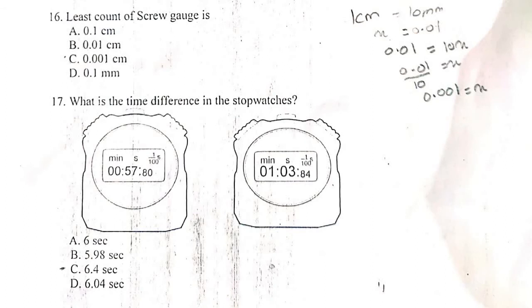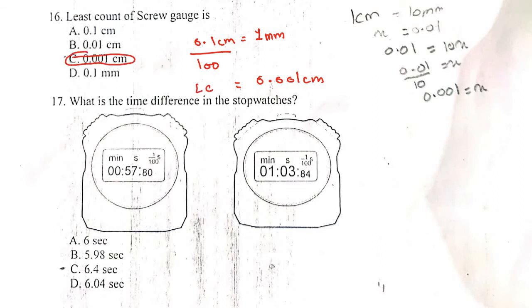The least count of the screw gauge is. So for the least count of the screw gauge, the smallest division on the main scale is 1 millimeter, that is equal to 0.1 centimeter, and we have a total of 100 divisions on the circular scale, so it will become 0.001 centimeters, the least count of the screw gauge. Option C is the right answer.